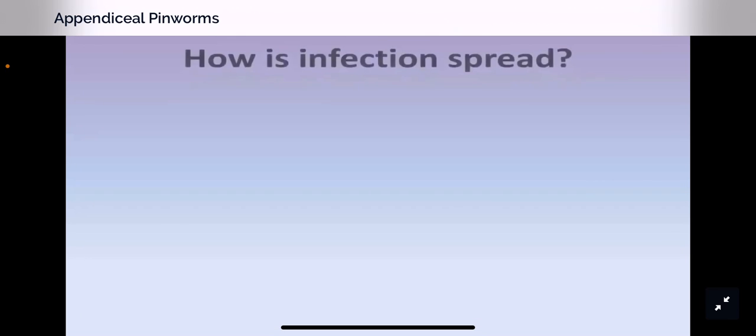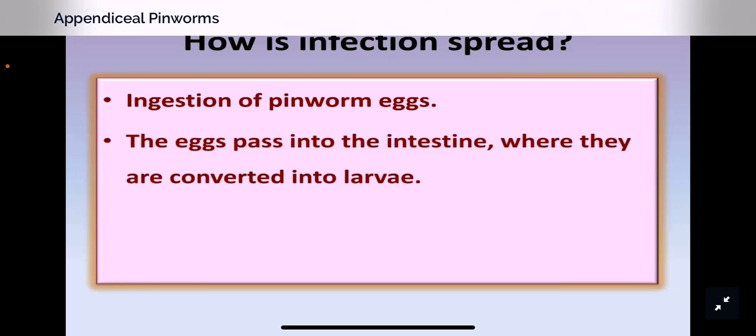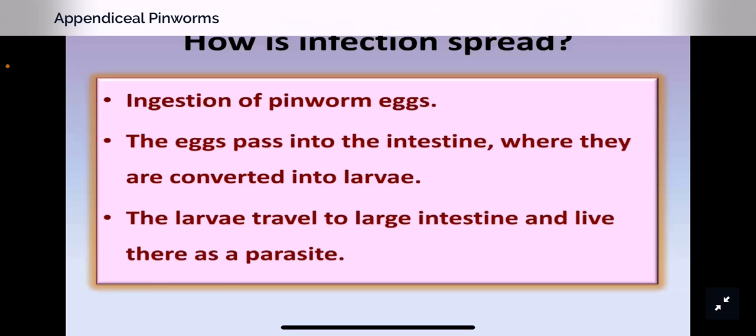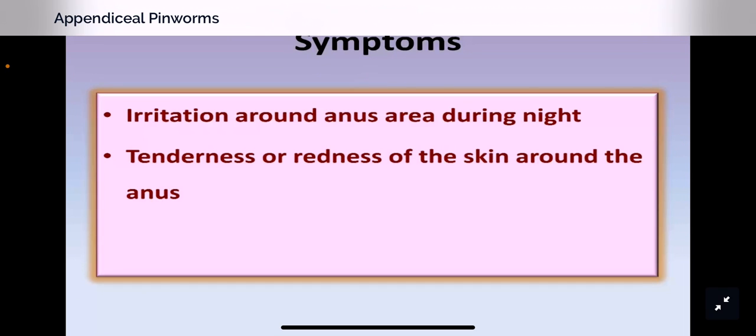How is infection spread? By the ingestion of pinworm eggs. The eggs pass into the intestines where they are converted into the larva. The larva travel to the large intestine and live there as a parasite. Symptoms include irritation around the anus area during night, tenderness or redness of the skin around the anus, restless sleep.